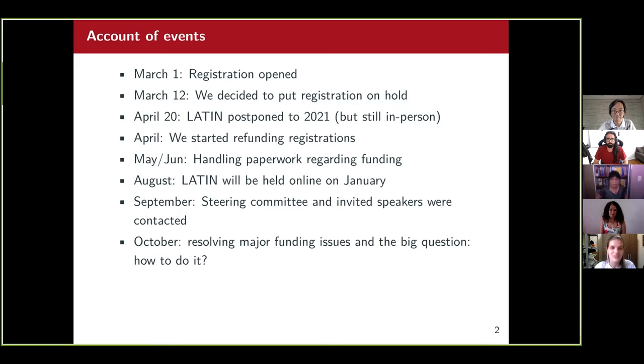And then we had more funding issues to attend to in October. We were going to do an in-person event, and now we were going to be online, so we had to take care of some stuff. And of course, the big question was, how do we do this online conference? Maybe we give a lot of Zoom links and everybody goes there. And then in November, Nicole, who is one of the invited speakers, came to us and talked about Virtual Chair.